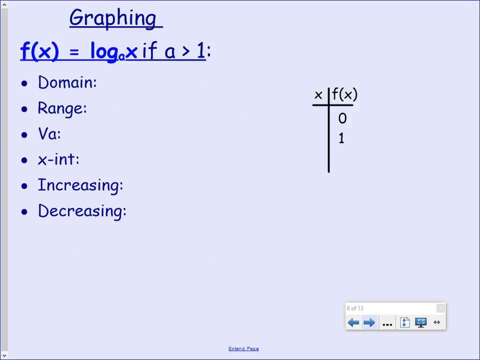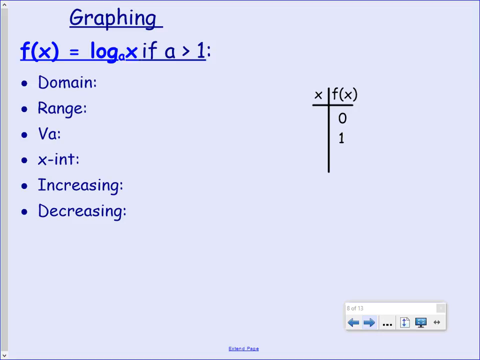So let's talk about what changes for graphing. Yesterday, when you graphed your exponential functions, you should have noticed some similarities in the domains, the ranges, the horizontal asymptotes, the y-intercepts, the increasing and decreasing sections. And so we're going to see some of the same things for logarithms. So we're going to look at what if we were graphing f of x equals log base a of x when a is greater than 1. What things will be true?